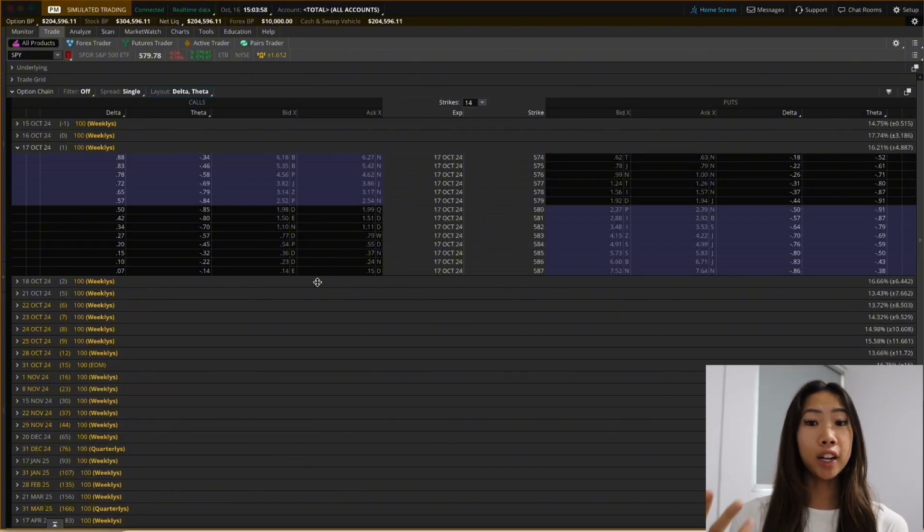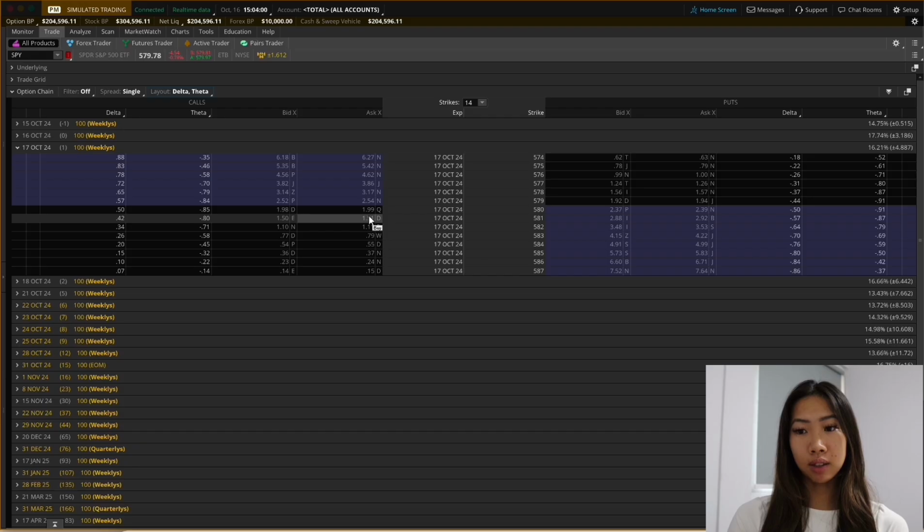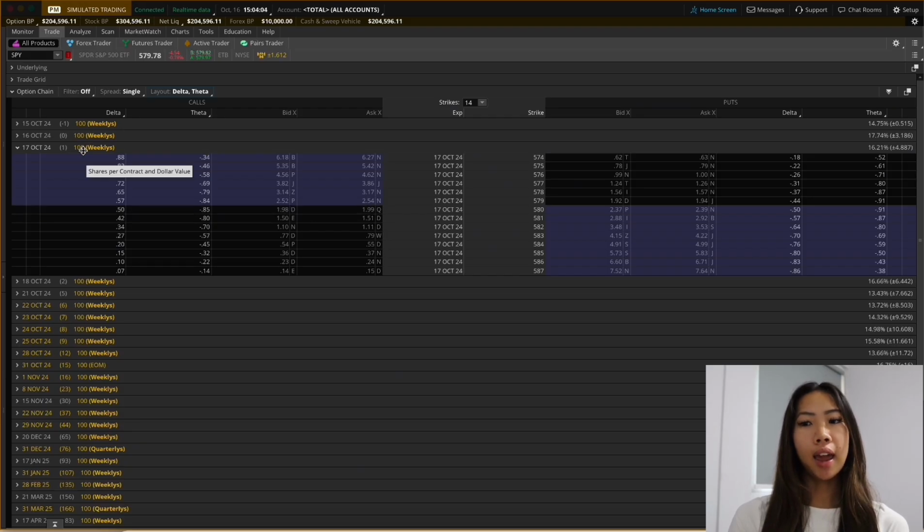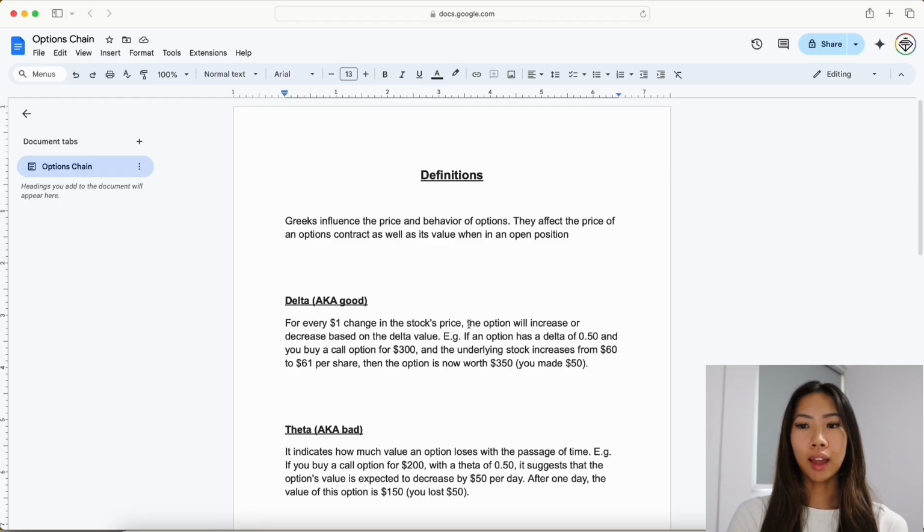So even for one contract, you have to times this number, 1.99 times 100, and you're going to pay $199 to even enter the trade. Now for these columns, I'm just going to go through the definitions. So delta and theta, why did I choose that? Going over here, I want to go through the main definitions of delta and theta.